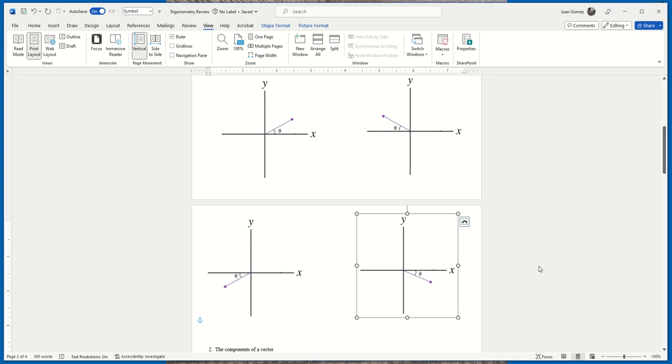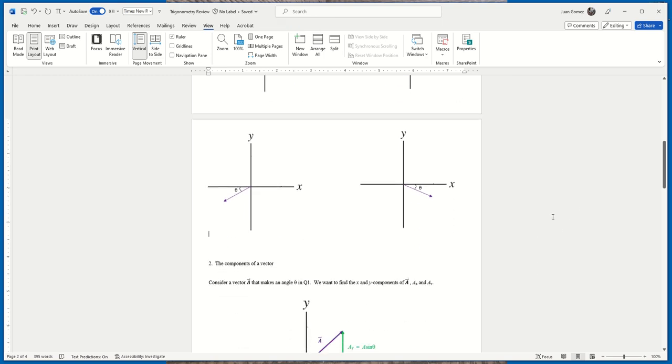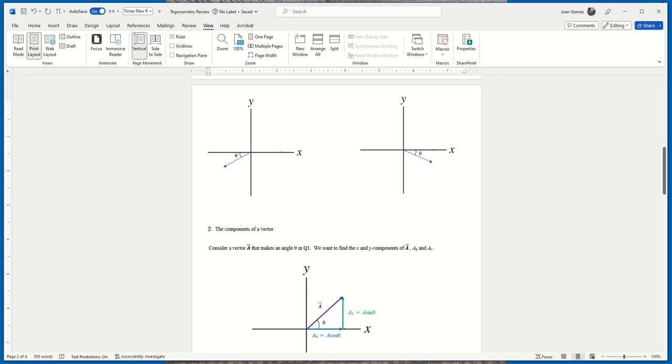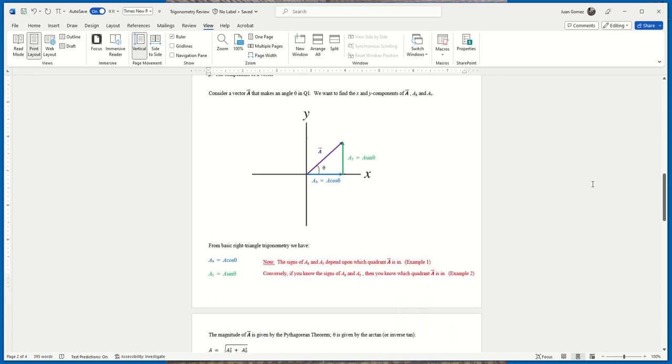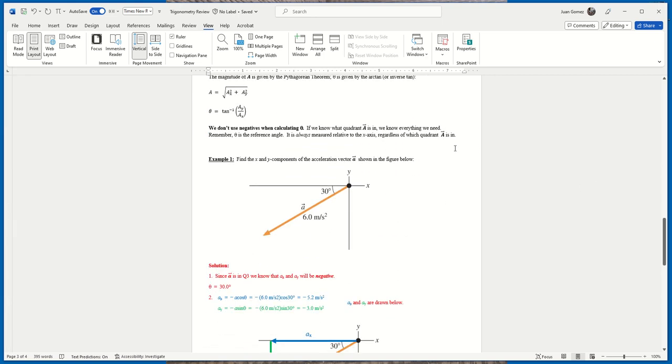So conversely, if you know the signs of the components, you automatically know what quadrant you're in. Hence, you automatically know how to draw the angle. So we don't worry about negative angles. We just want to know what quadrant we're in. Okay, well, let's look at an example.